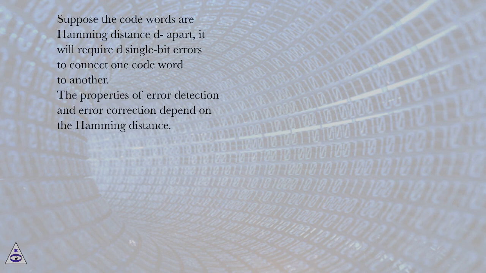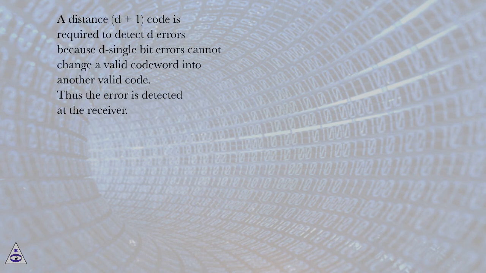Suppose the code words are Hamming distance d apart, it will require d single bit errors to connect one code word to another. The properties of error detection and error correction depend on the Hamming distance. A distance d + 1 code is required to detect d errors because d single bit errors cannot change a valid code word into another valid code. Thus the error is detected at the receiver.